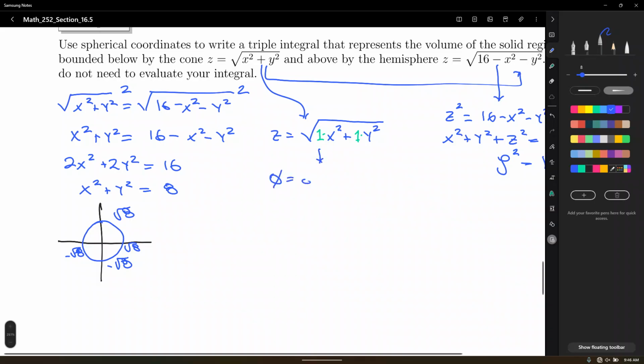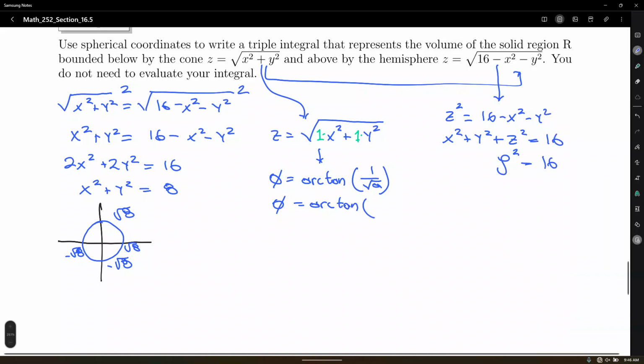Phi equals arctangent of 1 over the square root of a. But in this case, a equals 1, so arctan of 1 over the square root of 1, which is pi over 4. I think for this one it's obvious, right? But we still need to write it algebraically, especially for the next set of problems. All right, is there anything else we can get algebraically?